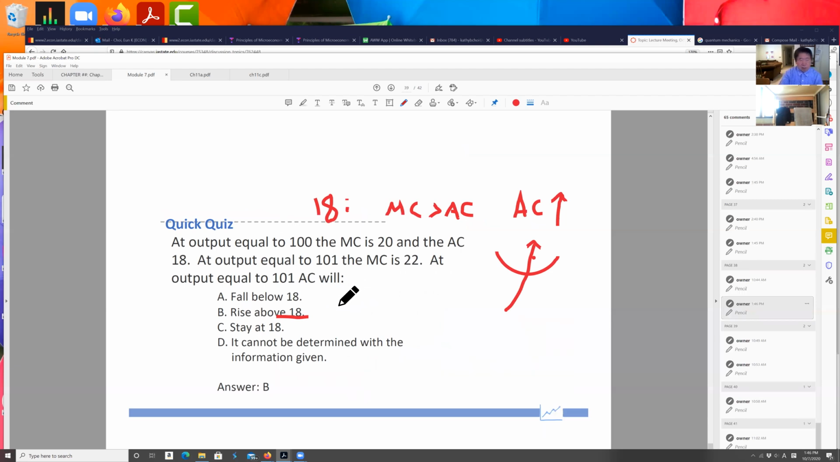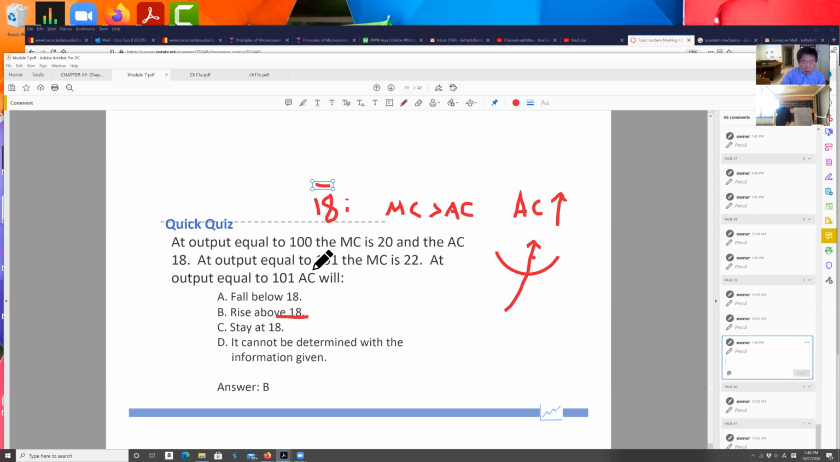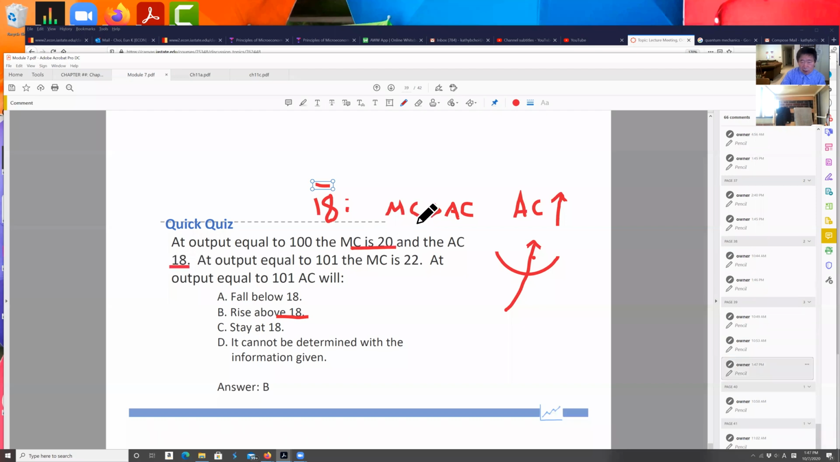So when the output level is equal to 100, MC is 20 and AC is 18. At output equal to 101, MC is 20. So marginal cost is higher than average cost. MC is greater than AC, so AC must be rising. So the answer is rise above 18.